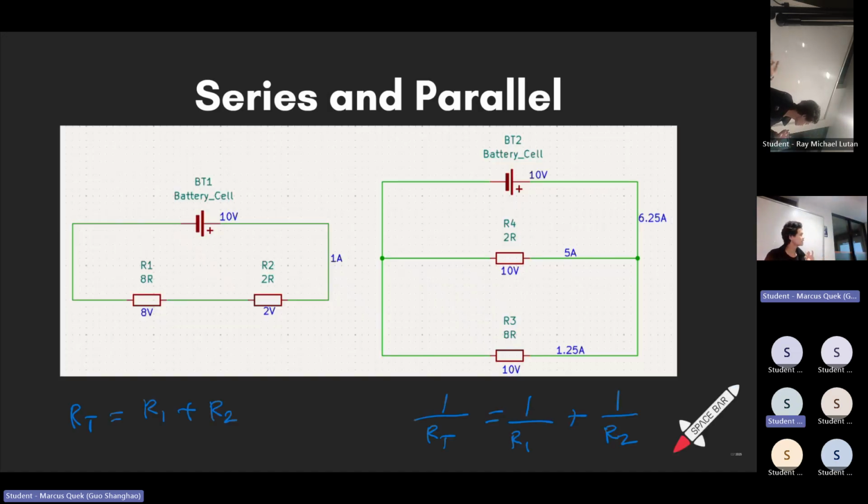Okay, so here is a series and parallel circuit. Series is on the left and parallel is on the right. For a series circuit, can you see my cursor? Okay, good. Let's say I've got a 10-volt battery here, which means I've got a 10-volt potential difference across this circuit. So 10 volts here and 0 volts here.